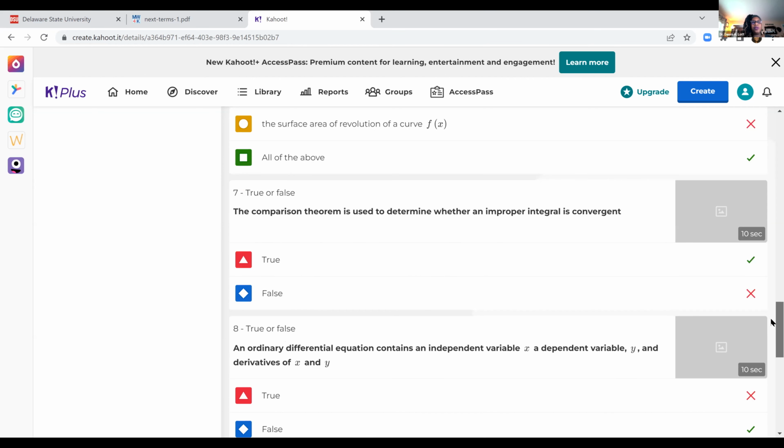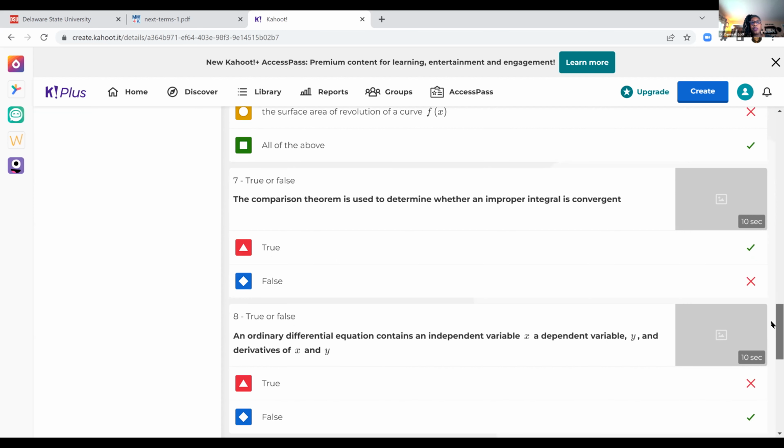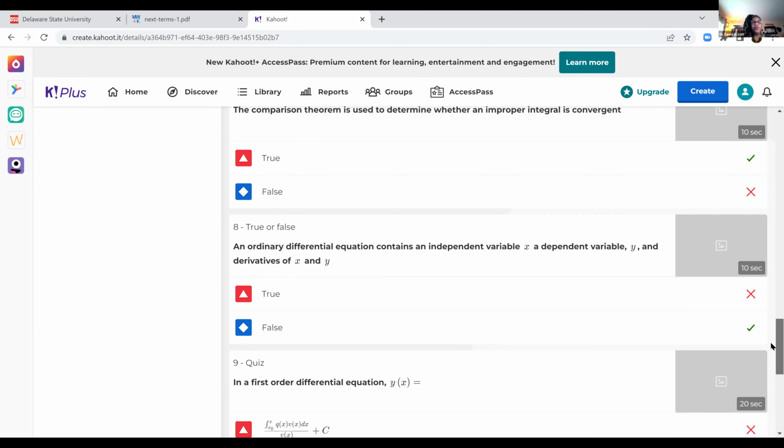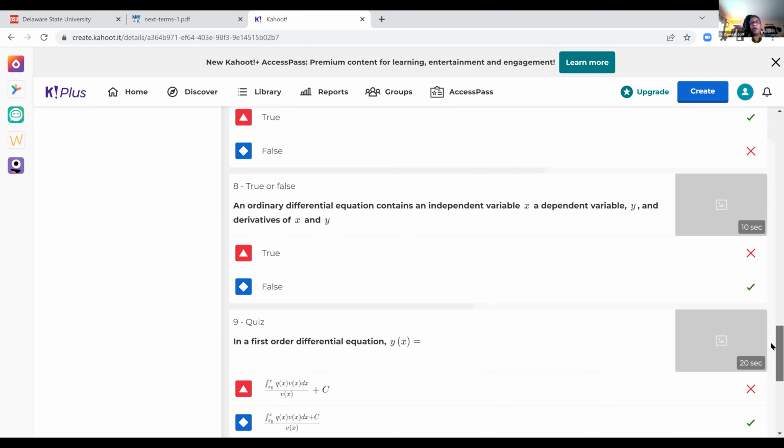The comparison theorem is used to determine whether an improper integral is convergent. That is true. An ordinary differential equation contains an independent variable x, a dependent variable y, and derivatives only of y. It does not contain derivatives of x. So this statement is false.